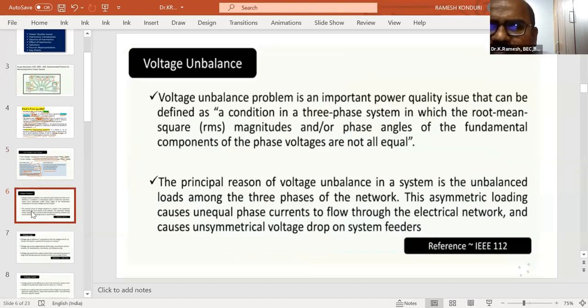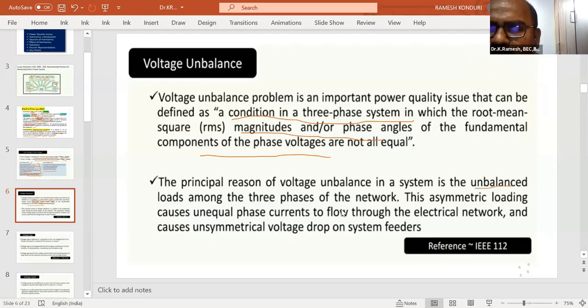Next, voltage unbalance. The voltage unbalance problem is an important power quality issue that can be defined as a condition in a three-phase system in which the RMS magnitudes or phase angles of the fundamental components of the phase voltages are not all equal. The principal reason for voltage unbalance in a system is unbalanced loads.